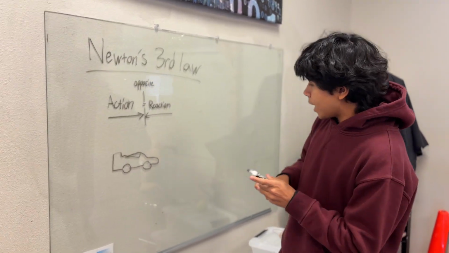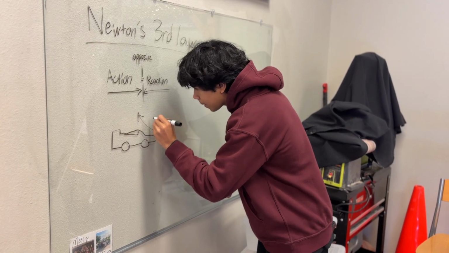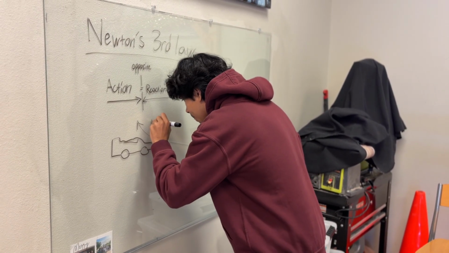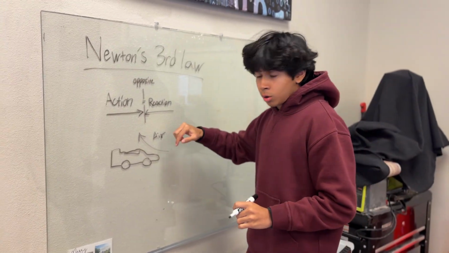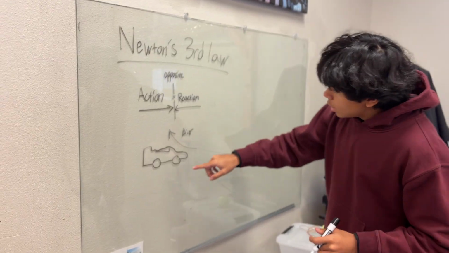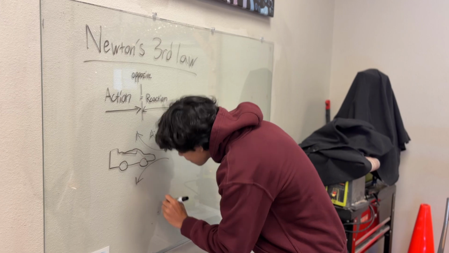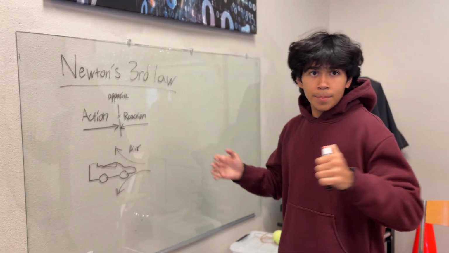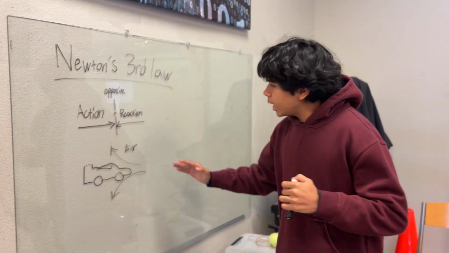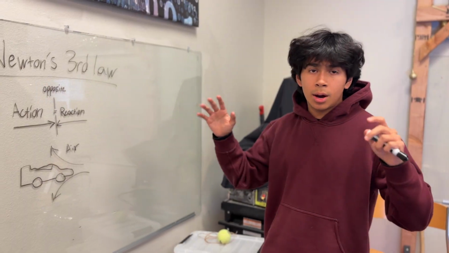If air is pushing upwards, the air pushing upwards would cause the car, or the F1 in this case, to go downwards. And that clearly demonstrates that with the air pushing upwards, it brings the car downwards, giving it the opposite reaction.